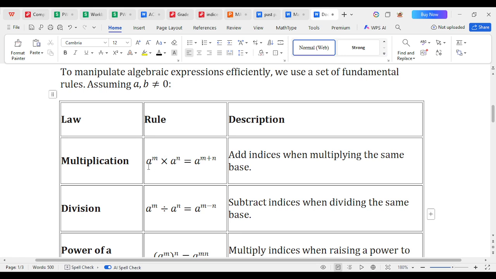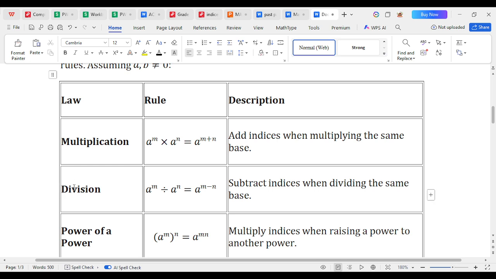Like here we have a base A and a base A being multiplied. The powers are m and n, so you add them, which is m plus n. M plus n. You understand? Same bases in multiplication, you add the powers. The next one is about division, which is just the opposite of multiplication. You subtract the powers if you are dividing same bases, like that. You understand it? Very well then.